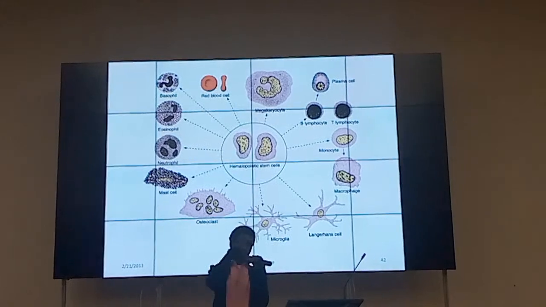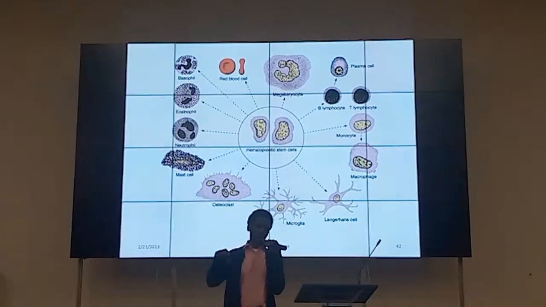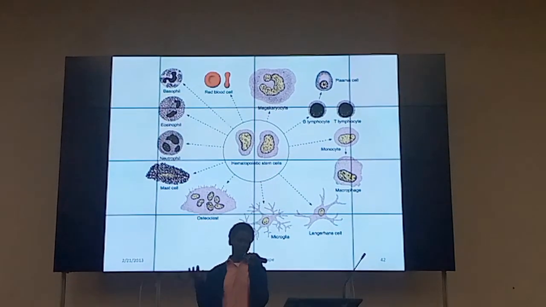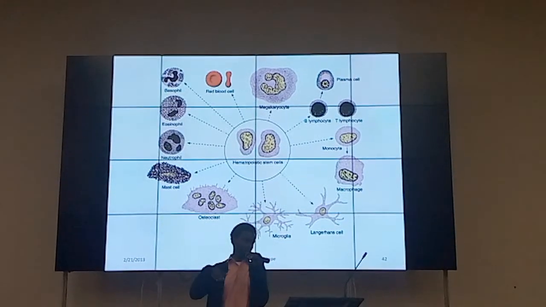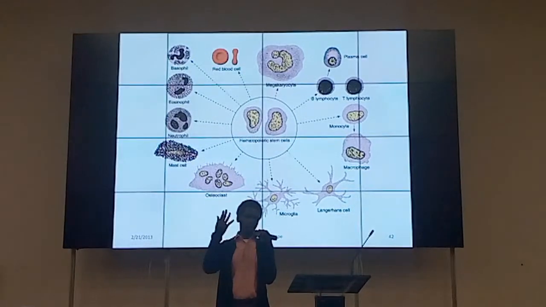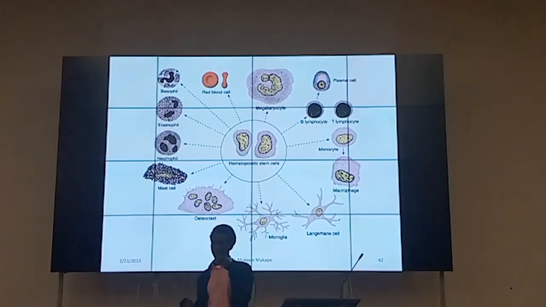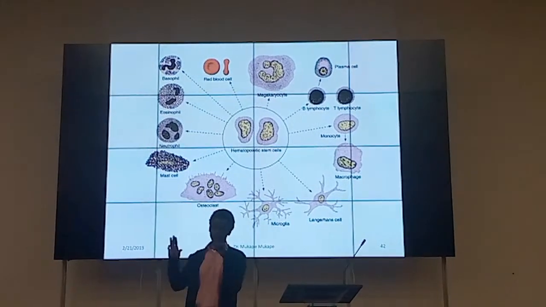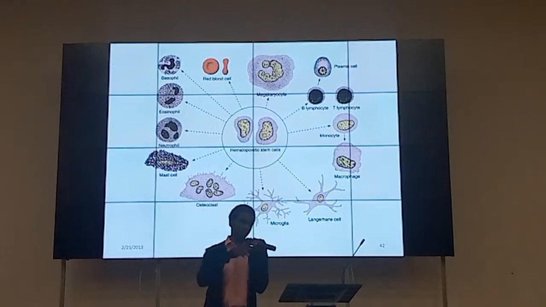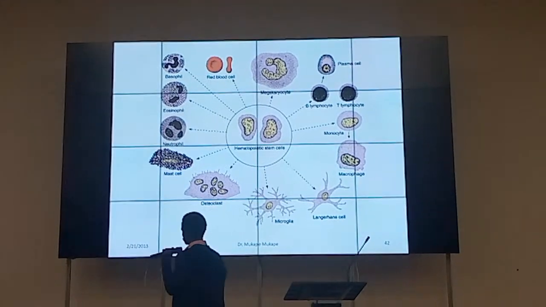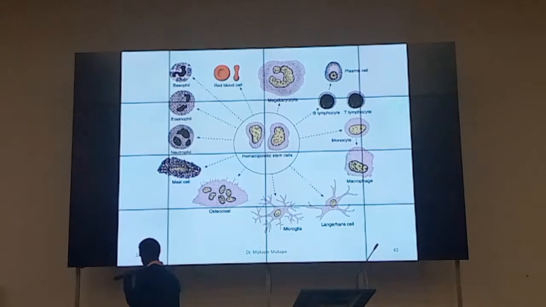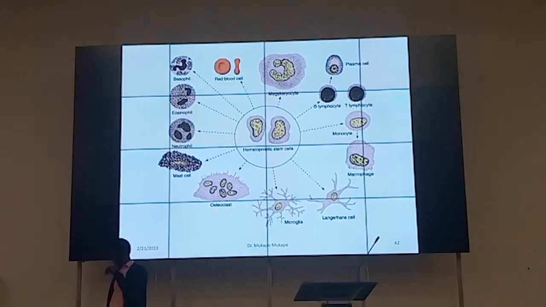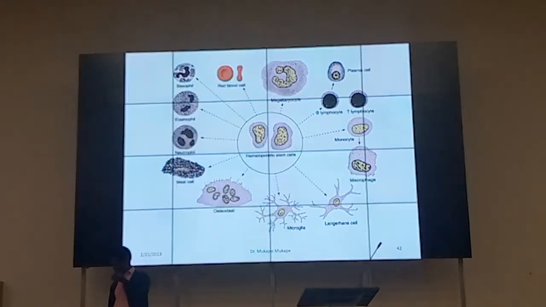Depending on the site or location where these monocytes have come out, in the liver they are Kupffer cells, in the skin Langerhans cells, in the CNS microglial cells, and in general tissue histiocytes, and so on. Monocytes are involved in chronic inflammation.